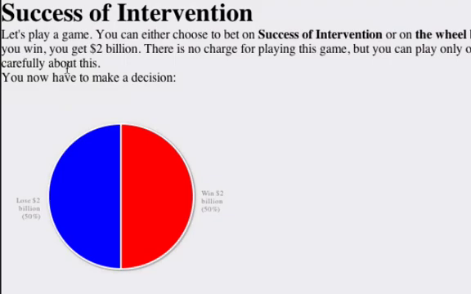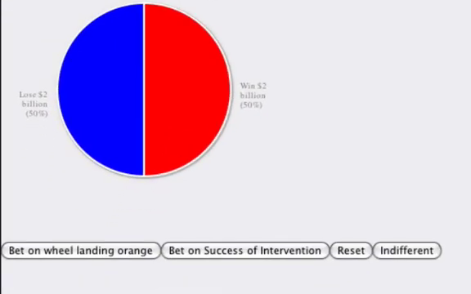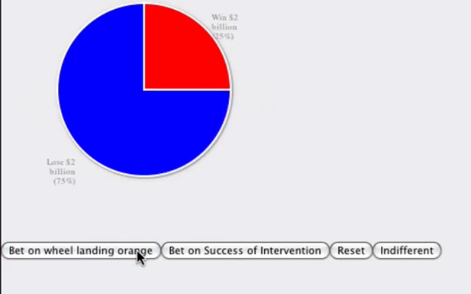And because the stakes are really high, we have to think very carefully about this. If I wanted to play this game, let's look at this deal. There's a lot of orange here. Would I rather bet on this or would I bet on the intervention succeeding? I think I would prefer to bet on the wheel. I think I have higher chances of winning. Okay, so I'm going to click on this button which says bet on the wheel landing orange.